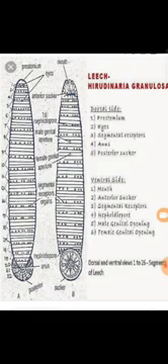Each segment is provided with a number of ring-like structures called annuli, A-N-N-U-L-I. Each segment in the middle region of the body contains 5 annuli.